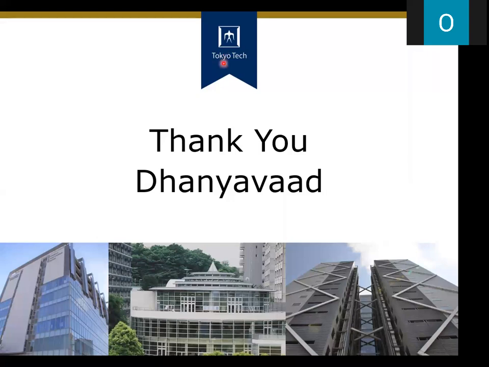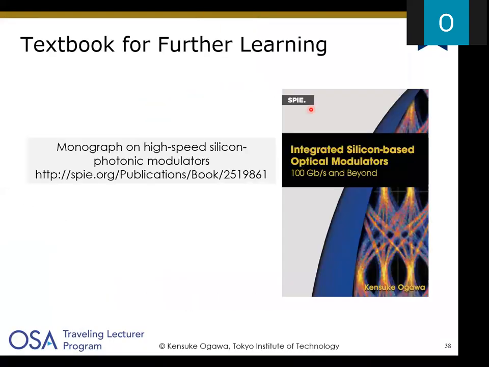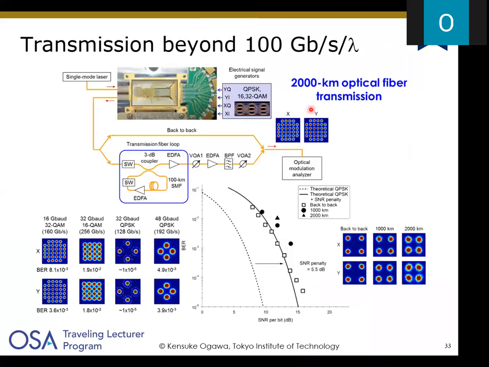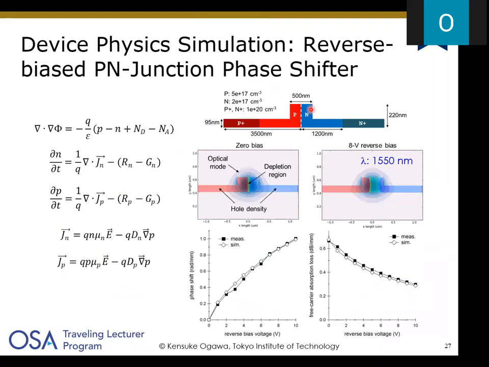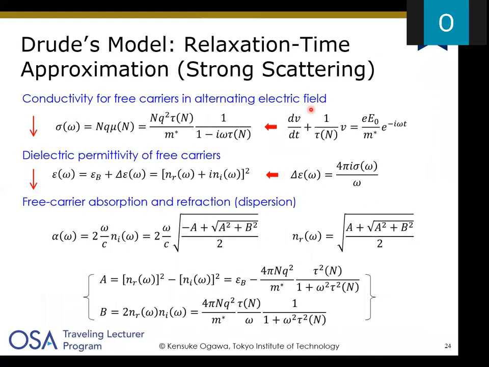Okay, I see one question. Give me some more information about the MZI. That means the Mach Zehnder interferometer? So the question is for some more details on the Mach Zehnder interferometer.